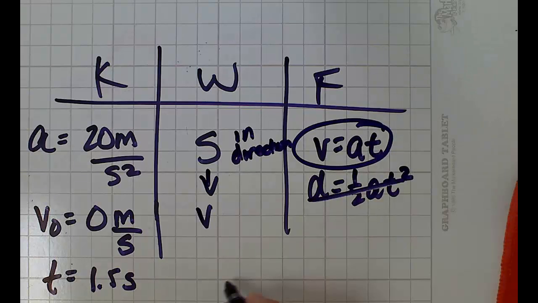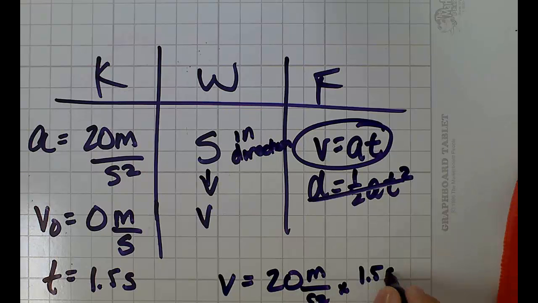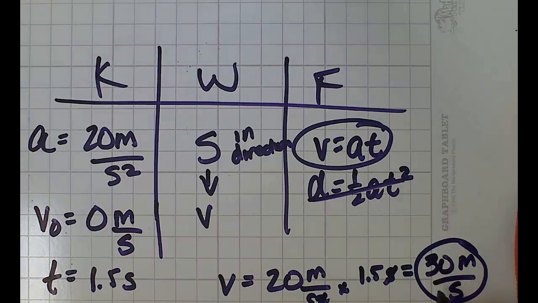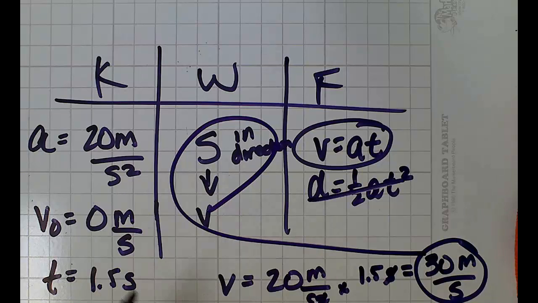So my velocity is acceleration, which is 20 meters per second squared, times time, 1.5 seconds. Seconds cancel out, so I'm left with meters per second. That's good because that's a measurement of speed or velocity. 20 times 1.5 is 30 meters per second. So after 1.5 seconds, my speed is 30 meters per second, and my velocity is 30 meters per second going down towards the planet.